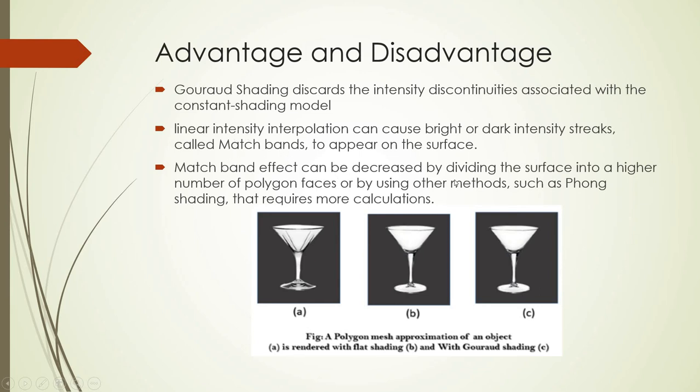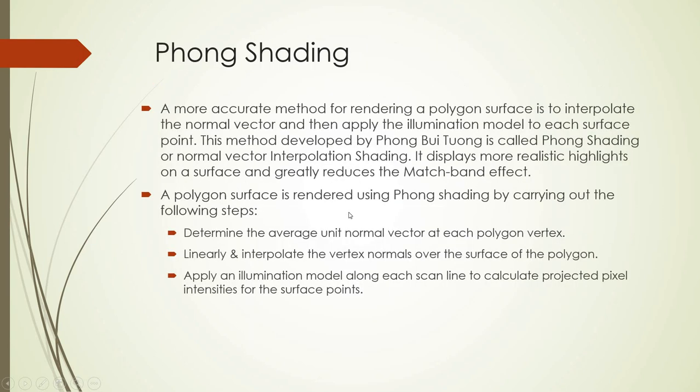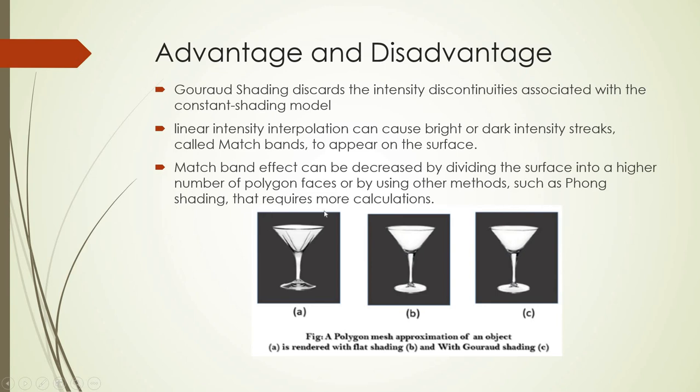The Mach band effect can be decreased by dividing the surface into a higher number of polygon faces, or by using other methods such as Phong shading that require more calculation. So this is the concept of Gouraud shading. We will have one recap of this Gouraud shading.